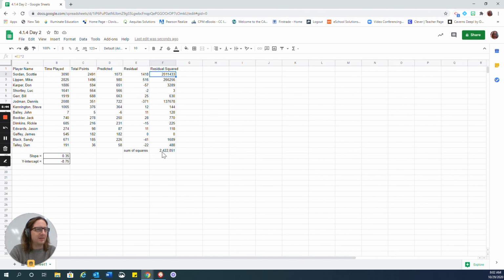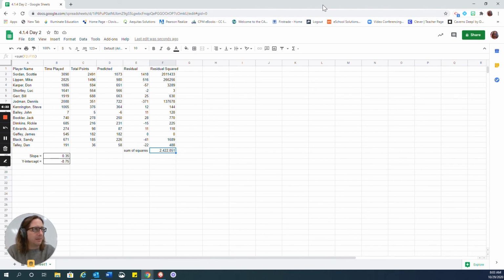And then finally down here, this is the sum of my squares. So if you square all of my residuals, remember that Scotty Sorton, he was really far off from everybody else. So he's got a big residual, and when you square it, you get a really big number too. So my sum of squares is 2,422,851. So what you should do is take your data and plug all that data in, and then you can fill out your worksheet up on top.